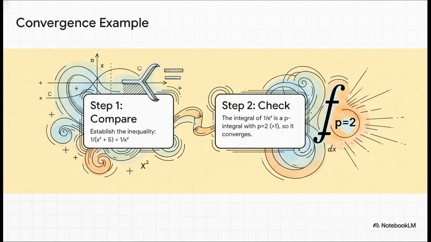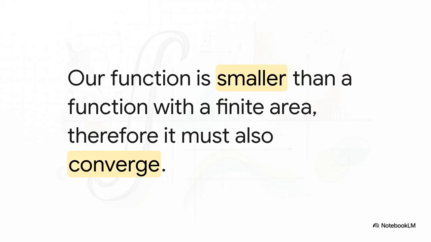For step 2, we check our comparison function. The integral of 1 over x squared is a p integral where p is 2. And since 2 is greater than 1, we know for a fact that this integral converges. And there you have it. Our function is smaller than a function whose area we know is finite. It's pinned down. Therefore, our original function's area must also be finite. It converges. The logic is just airtight.